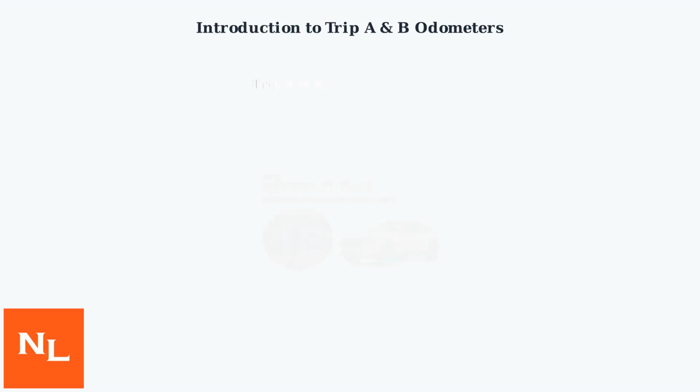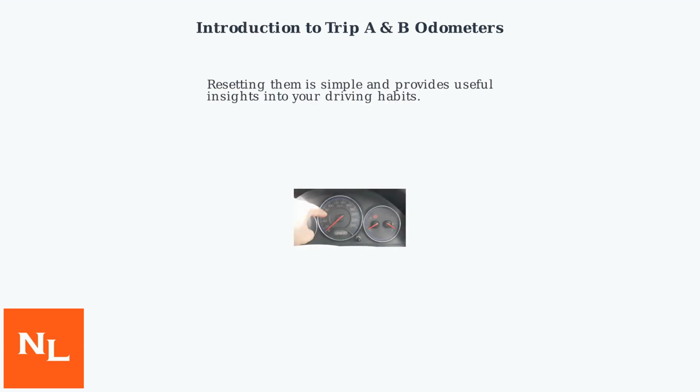routes. Trip A is for primary trip data. Trip B can be used for separate tracking, like comparing fuel efficiency between routes. Resetting them is simple and provides useful insights into your driving habits.